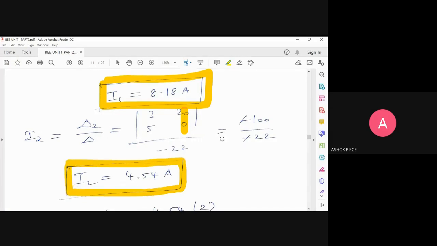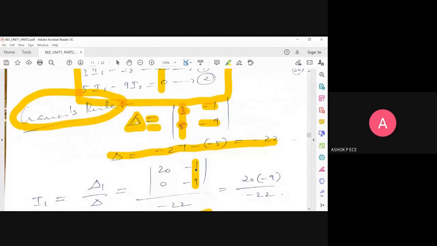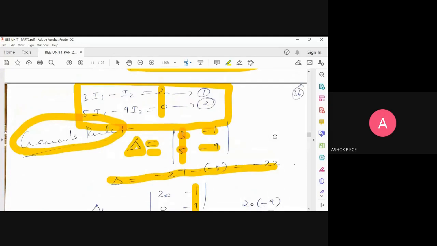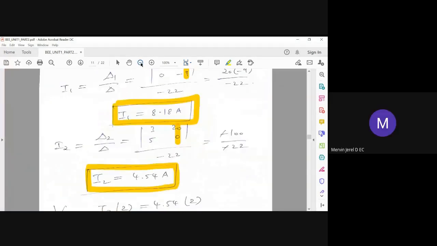Even if you solve it by normal substitution or elimination method, you will get the same answer. But this method is also available. You can use it. Any doubts in this method? No, sir.